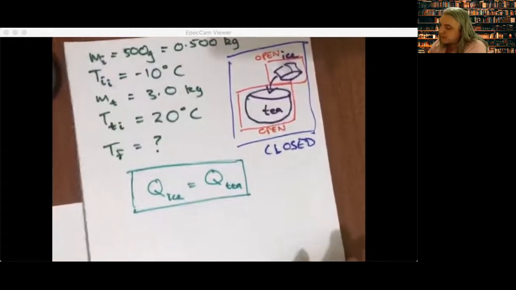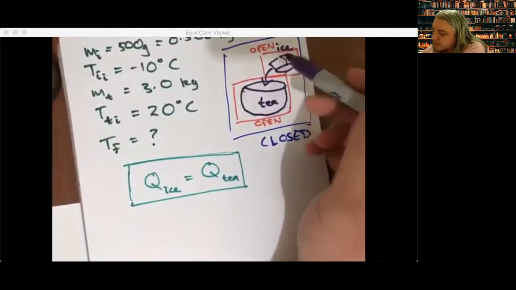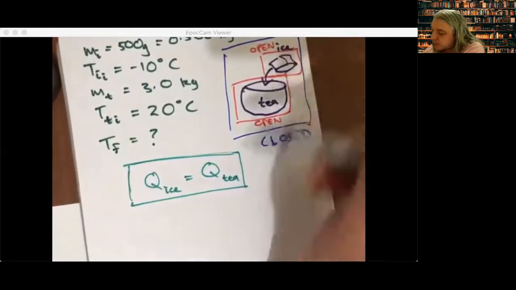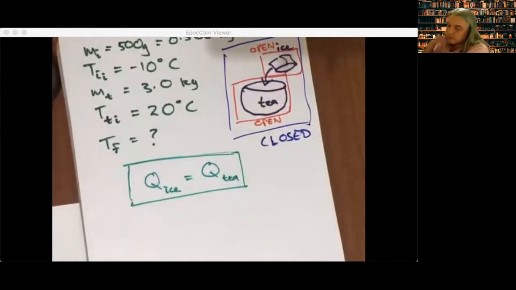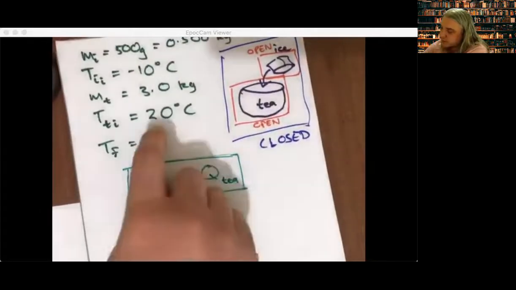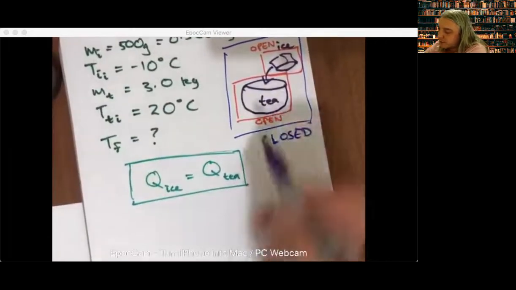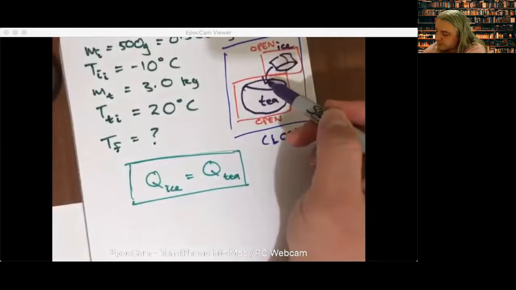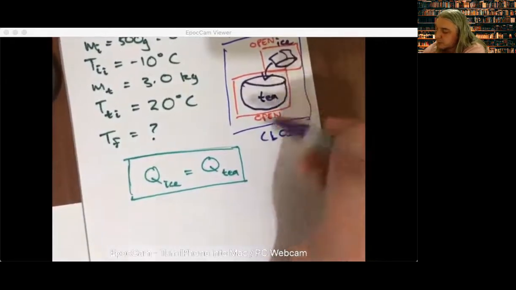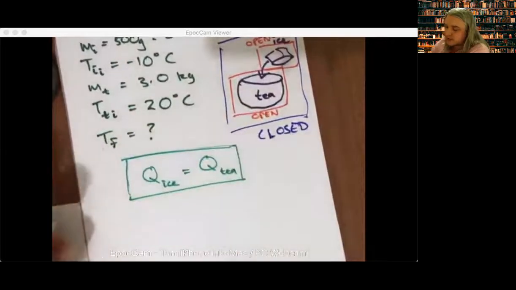Well, what we know is that the ice is going to be warming up from -10 to 0 degrees Celsius, and then it's going to have to melt once it gets there. So while it's doing that, the tea is going to be cooling down, and it can cool down from 20 all the way to 0 before it needs to change phase. Now there's a bit of a problem to solve here, and that is that we don't actually know whether the ice is going to be able to fully change phase. So the way I would approach this is I would say, what's the most energy the tea could lose before it starts to change phase?